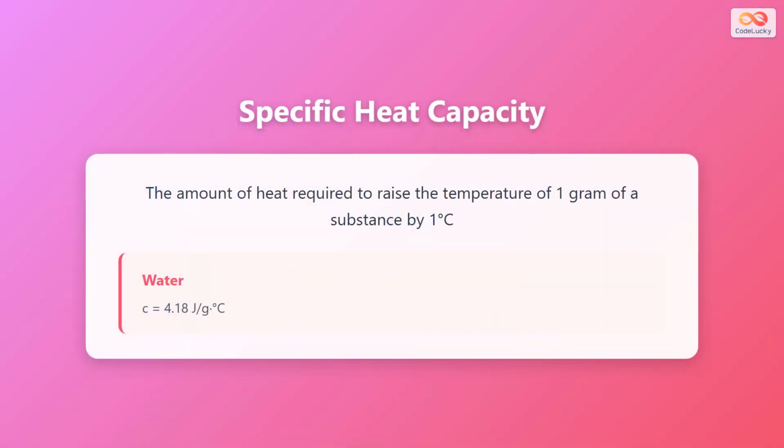Specific heat capacity is defined as the amount of heat required to raise the temperature of 1 gram of a substance by 1 degree Celsius. Different substances have different specific heat capacities. For example, water has a specific heat capacity of 4.18 joules per gram per degree Celsius. This relatively high value explains why water is excellent at storing thermal energy and why it's commonly used in calorimetry experiments.